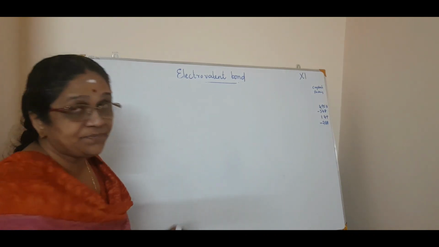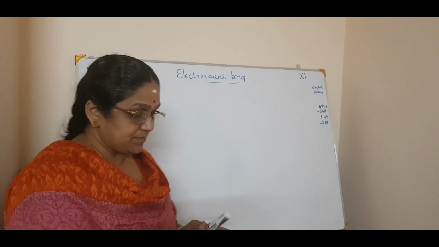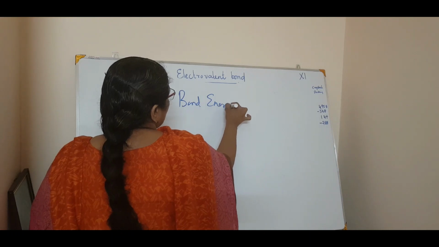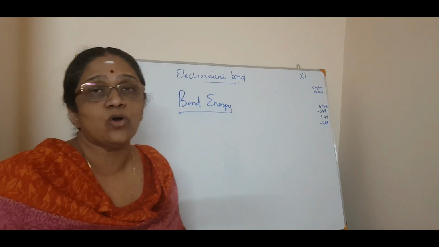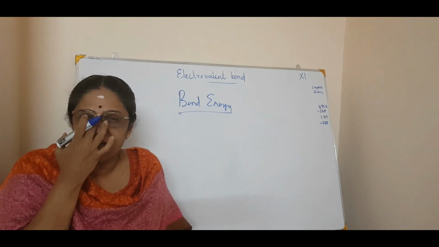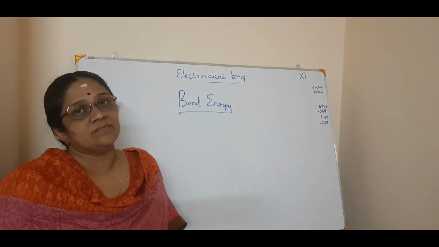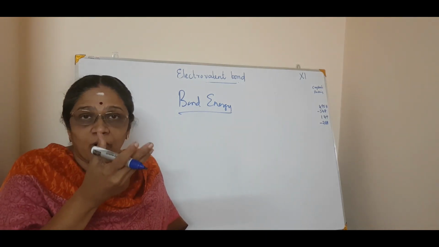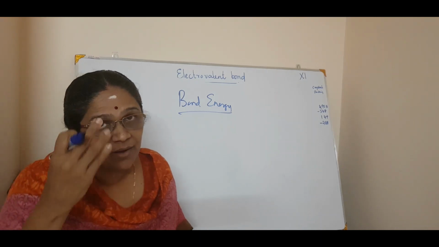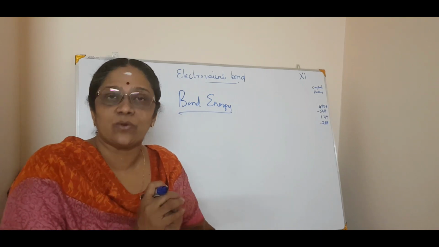Now we will see what is bond energy. So last thing. Okay. Now what is bond energy? The definition for bond energy is the amount of energy required to break a particular bond into its gaseous form. It is very, very important. Only in gaseous form can this bond energy be calculated.